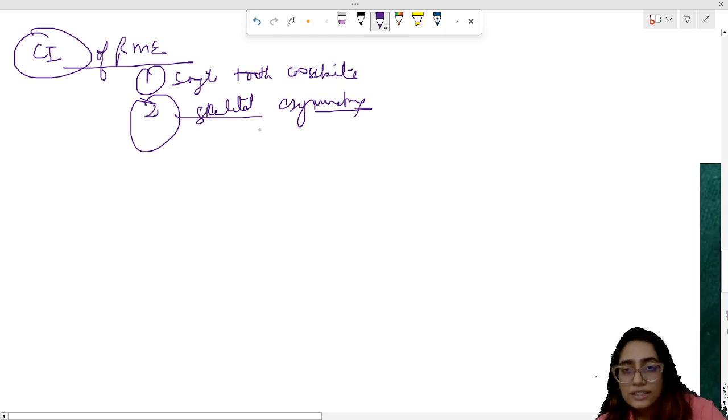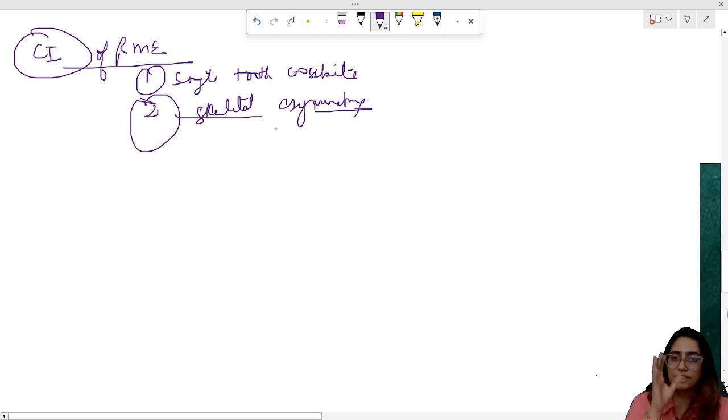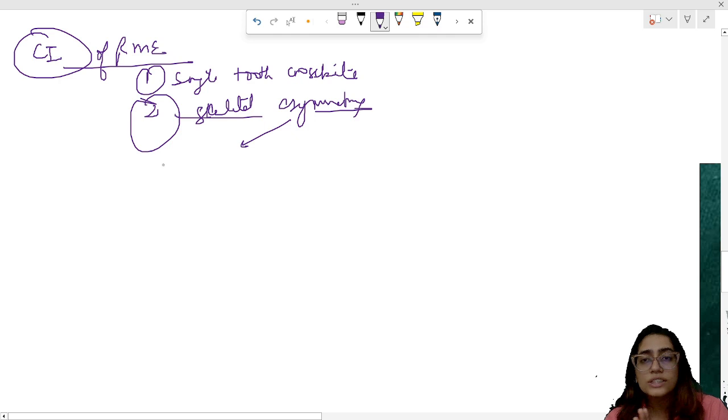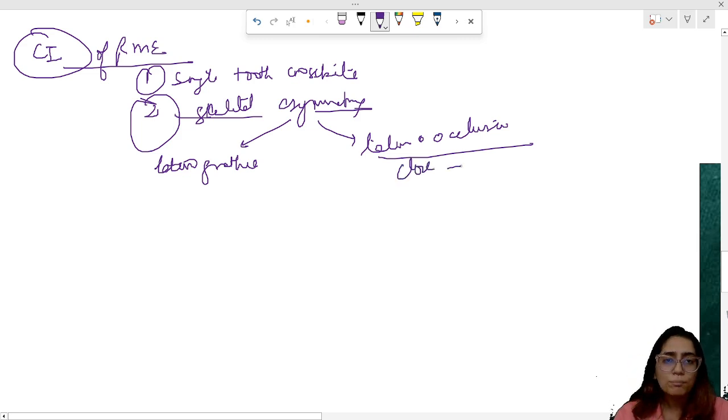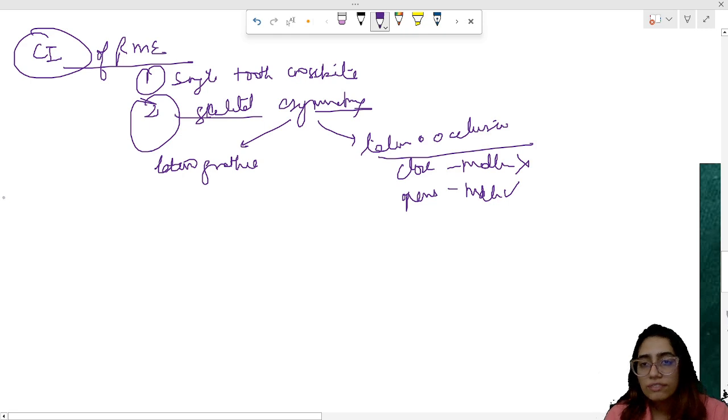So clinically, this is a clinical tip. Whenever a patient presents with a midline deviation, you need to see if the patient actually has a laterognathia or if the patient has a lateral occlusion. So what is the difference? I'll tell you. When the patient has a lateral occlusion, when the patient closes, the midline will not match. But when the patient opens the mouth wide, the midline will start to match. While in laterognathia, the midline will be shifted even if the mouth is closed or open.